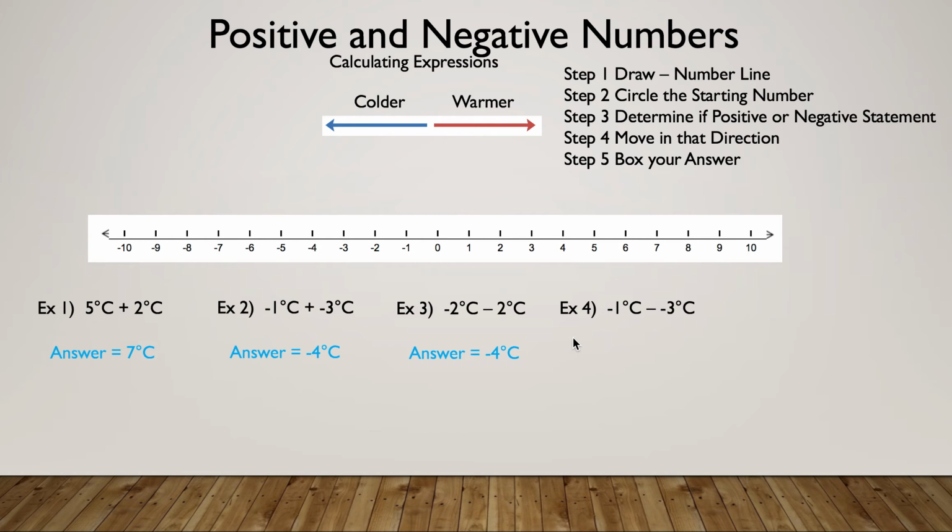Let's take a look at the last case. We have negative 1 as the starting number. We're going to determine if it's a positive or negative statement. In this case, we're subtracting water away. So since we're taking away the ability to extinguish the fire, the temperature is going to increase. And this time we're going to increase it by 3. So 1, 2, and 3. And then box your answer. And then you get the answer 2 degrees Celsius.